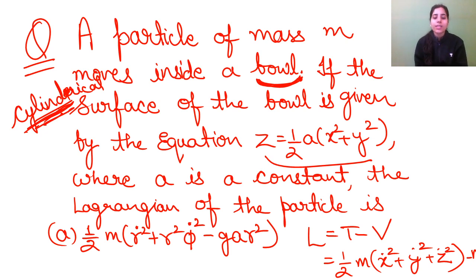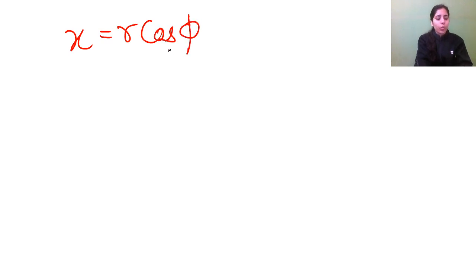Clear? Now guys, for the final expression, since I have told you that in this kind of question we prefer the cylindrical coordinate system, that means we have to put the values of x, y, z in terms of the cylindrical coordinate system. And what is the relation between the Cartesian and the cylindrical coordinate systems? So let me tell you about that. That relation is x is equal to r cos theta or r cos phi, whatever you want to consider.